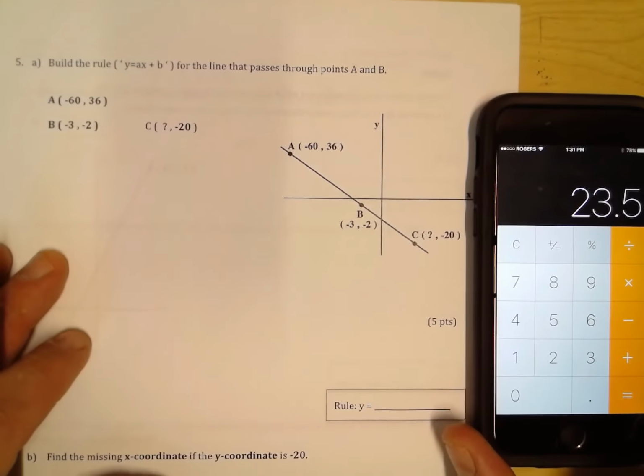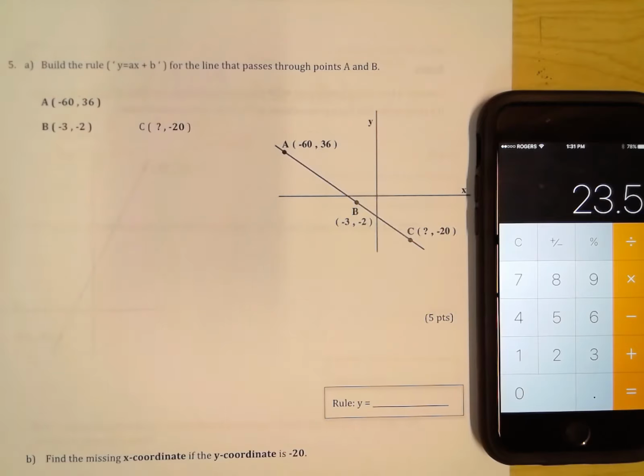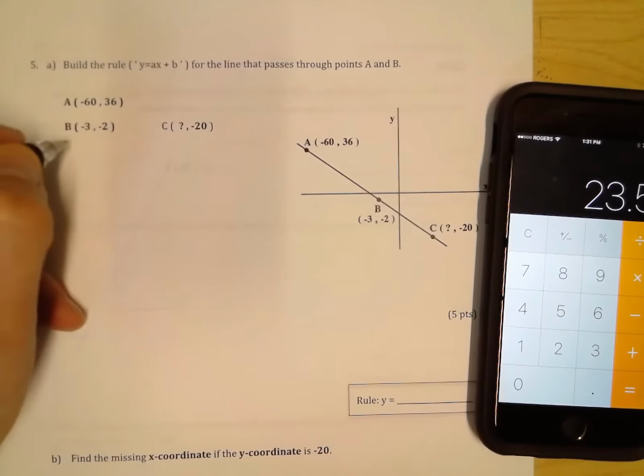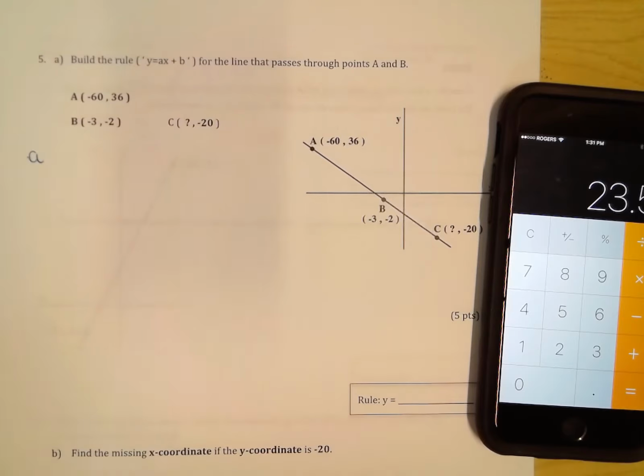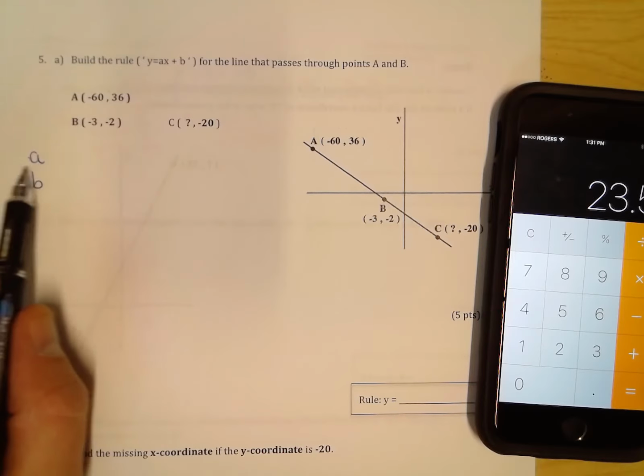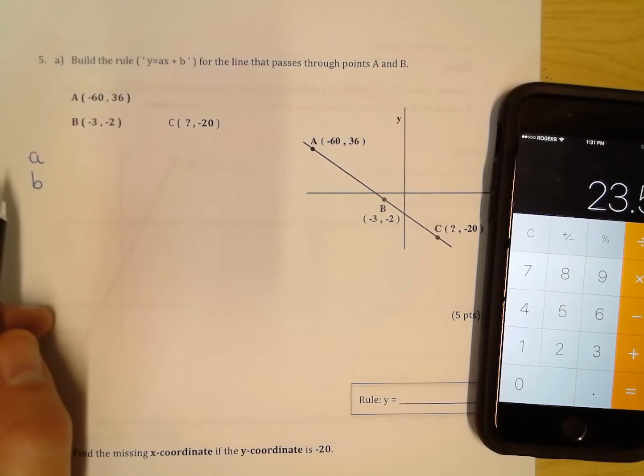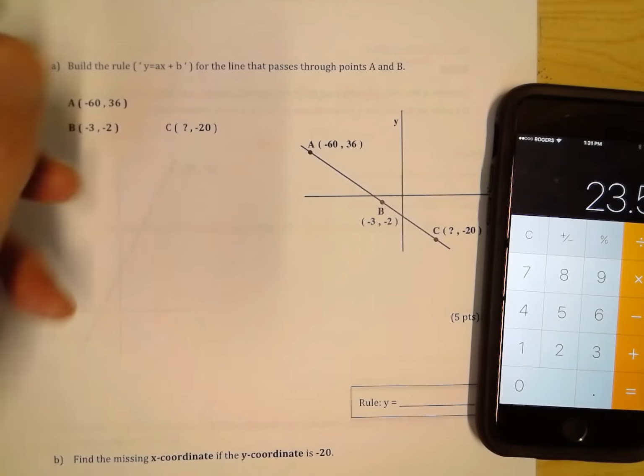So remember, in order to generate the rule of a line, we really need 2 pieces of information. We need to know the slope of that line, and we need to know the initial value of that line. The slope and the initial value are the rate of change and the initial value, which are the a and the b of the equation. The easiest one to get, and the one that we're going to get automatically, again, is going to be that a. And we know which formula we're going to use by now.